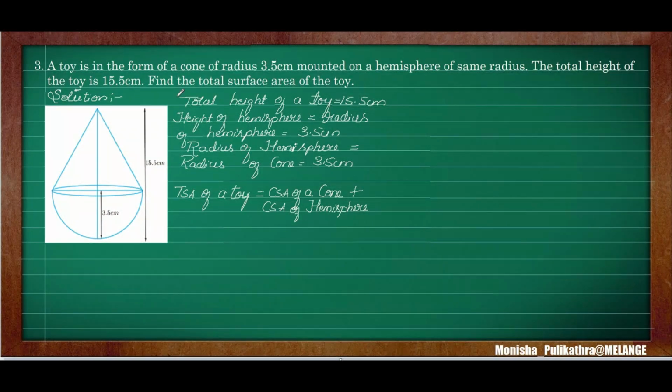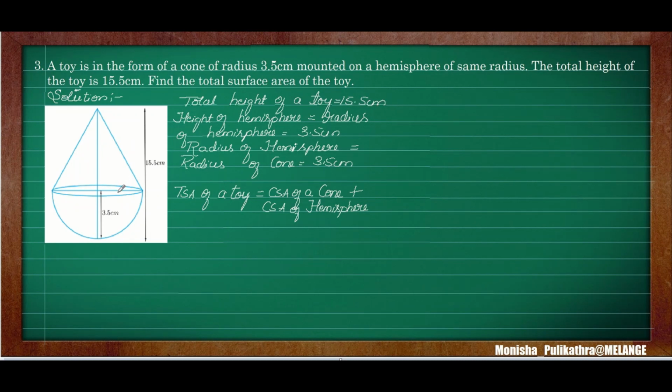Moving on to the third problem. A toy is in the form of a cone of radius 3.5 centimeter mounted on a hemisphere of same radius. So the radius of the sphere and radius of the cone both are same because both are sharing the same base. So next, the total height of the toy. The total height of the toy is equal to 15.5 centimeter. That I have written in the data.